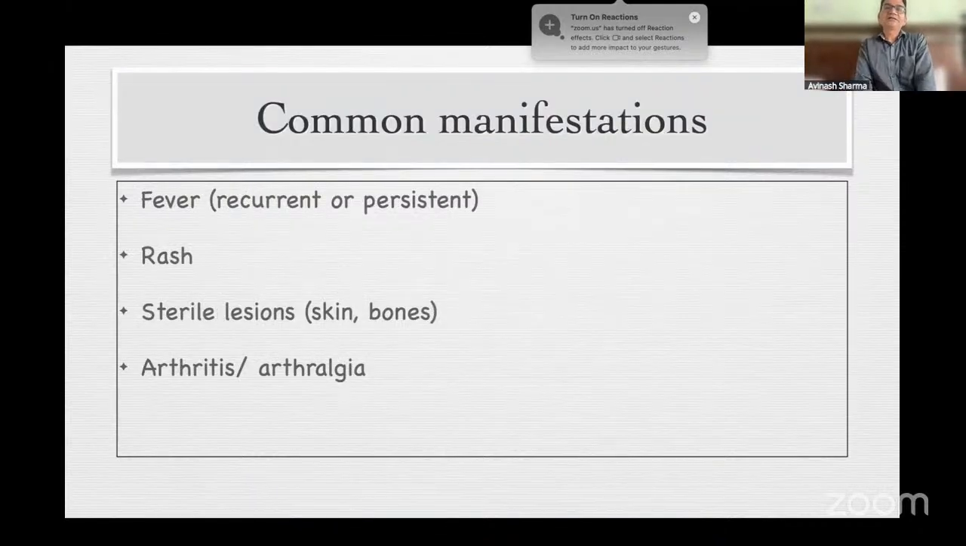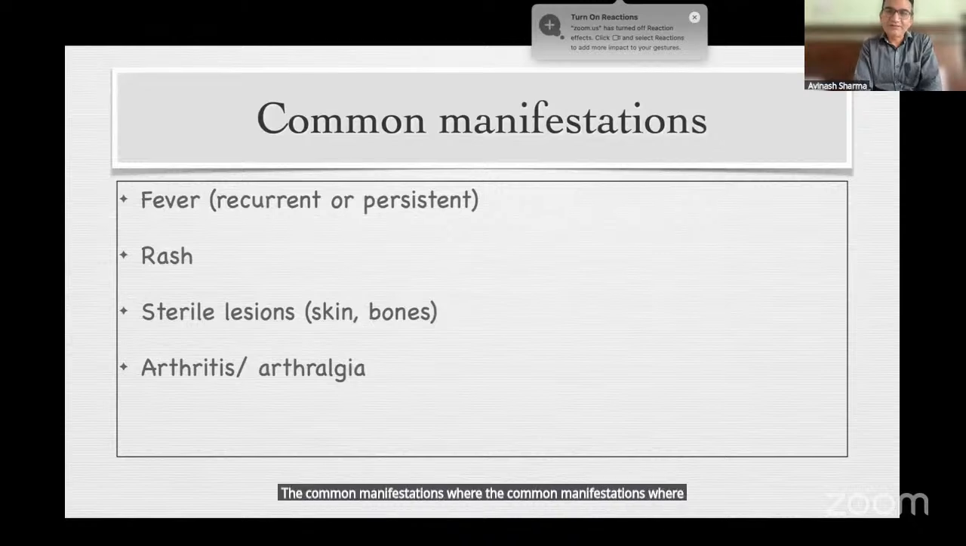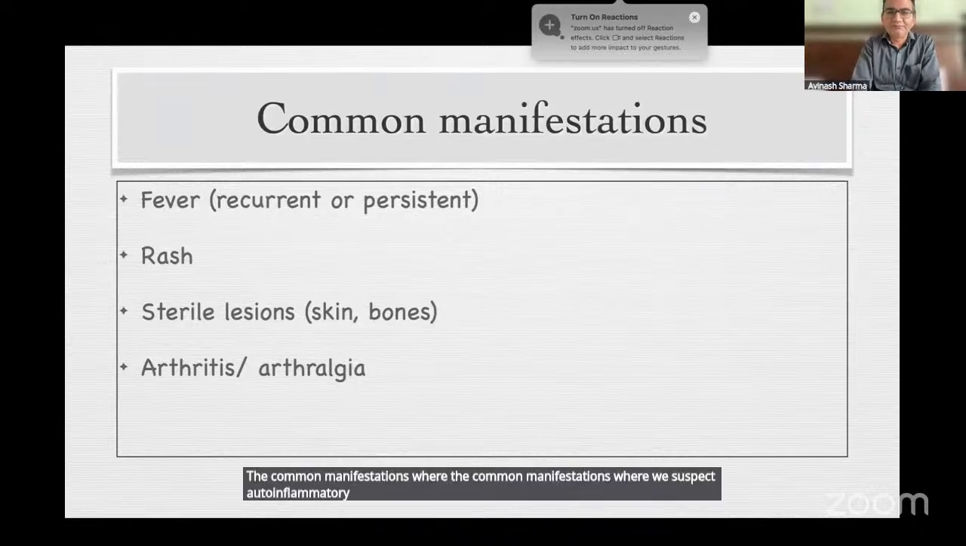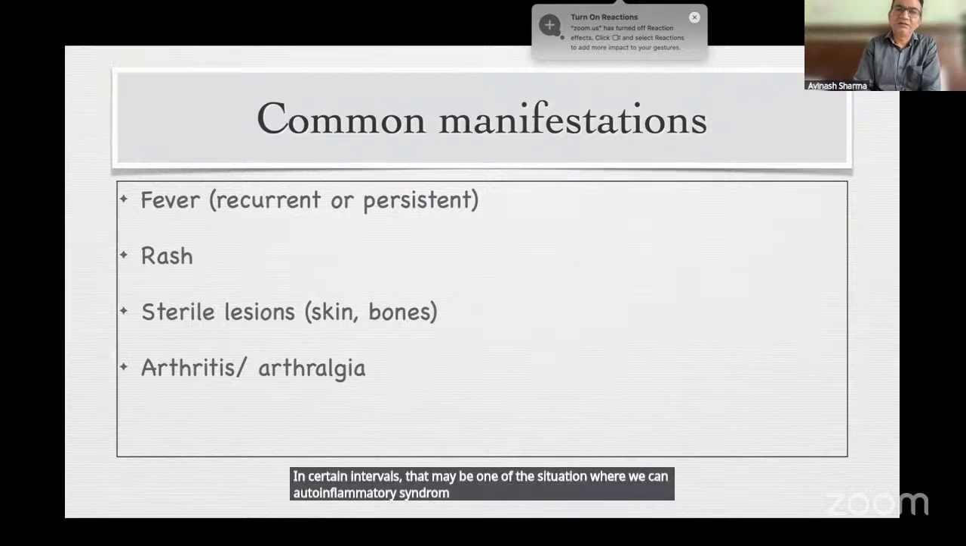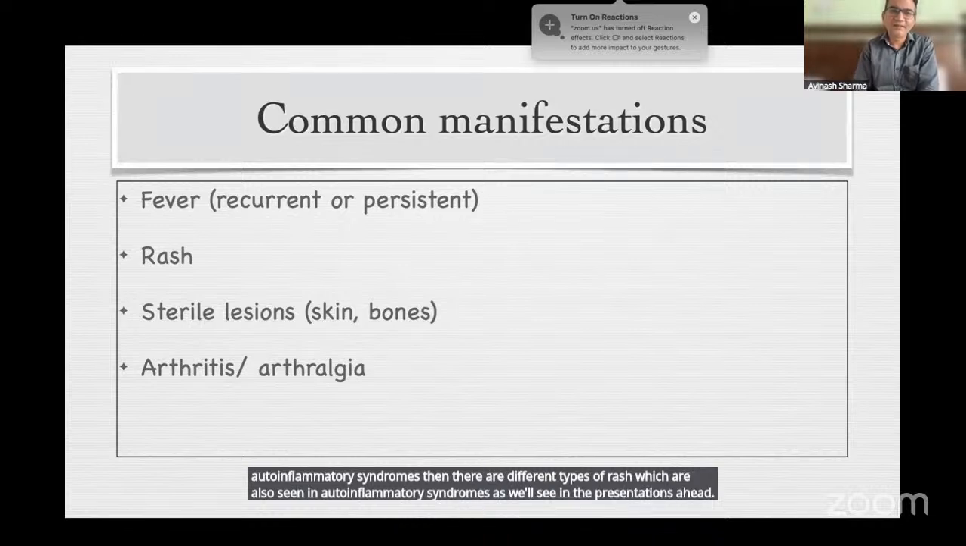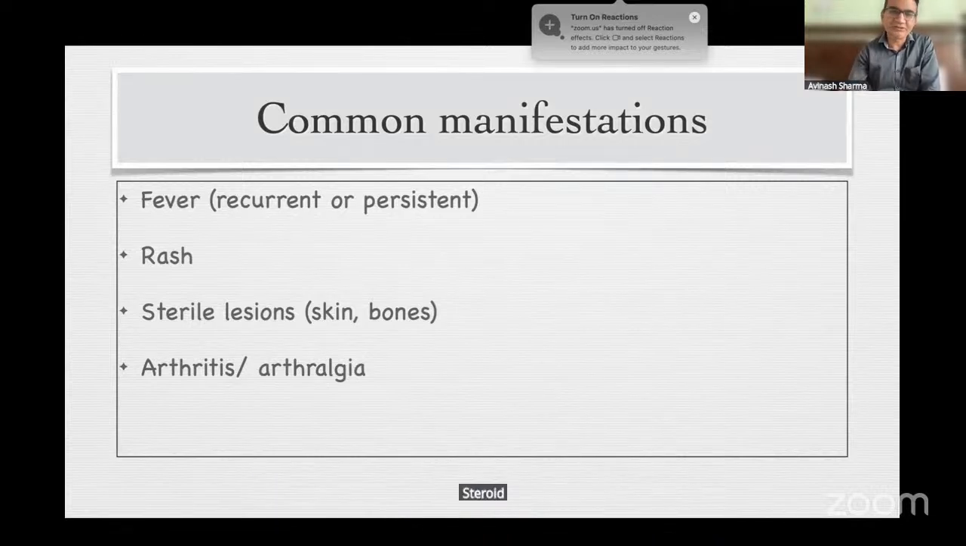The common manifestations where we suspect autoinflammatory syndromes, I would say, are maybe presence of fever, which can be recurrent or persistent. So if we have a child who continues to have fever or has fever which recurs in certain intervals, that may be one of the situations where we can suspect autoinflammatory syndromes. Then there are different types of rash, which are also seen in autoinflammatory syndromes, as we'll see in the presentations ahead. Sterile lesions, a very important manifestation.